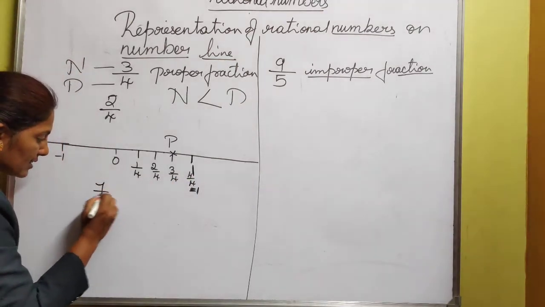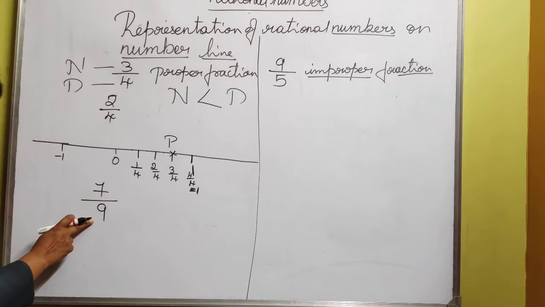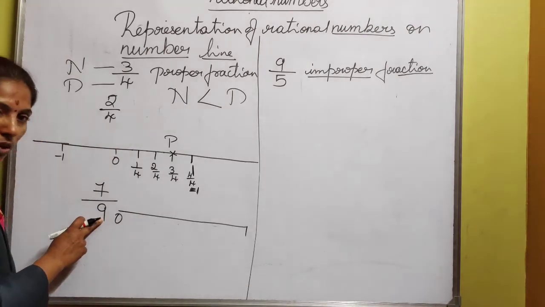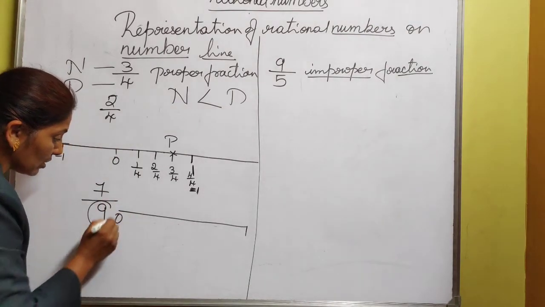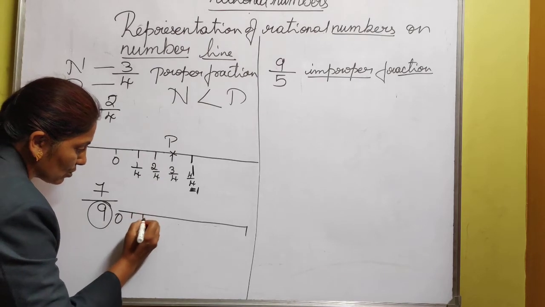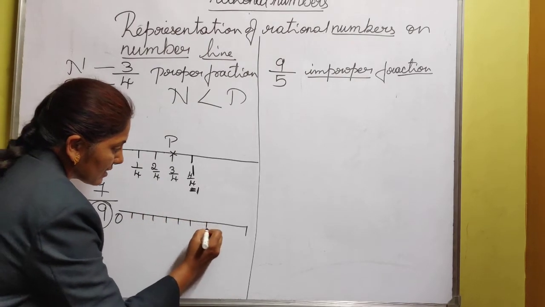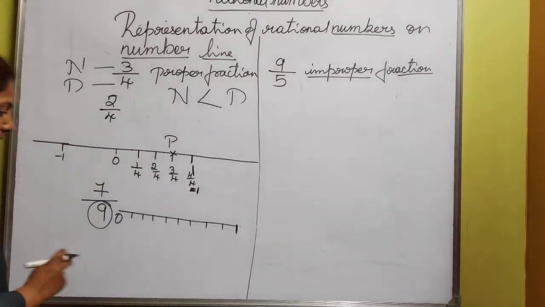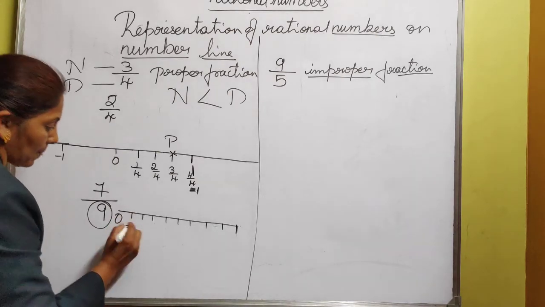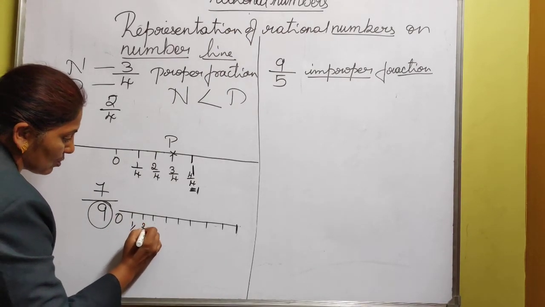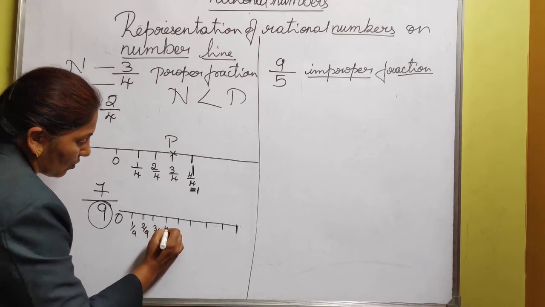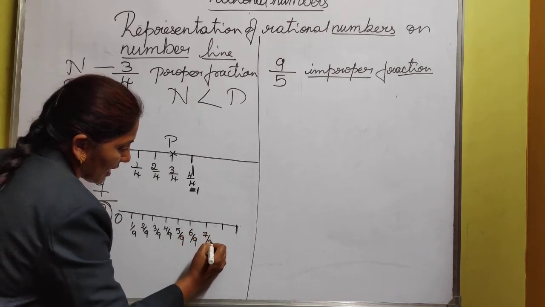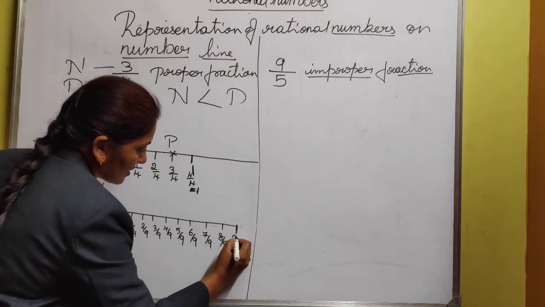If I consider another example, say 7 by 9. So what will you do here? 7 by 9, you will divide from 0 to 1 into how many equal parts? Into 9 equal parts. That is 1, 2, 3, 4, 5, 6, 7, 8 and the last one will be 9. So I can write it as 1 by 9, 2 by 9, 3 by 9, 4 by 9, 5 by 9, 6 by 9, 7 by 9, 8 by 9 and this is 9 by 9.